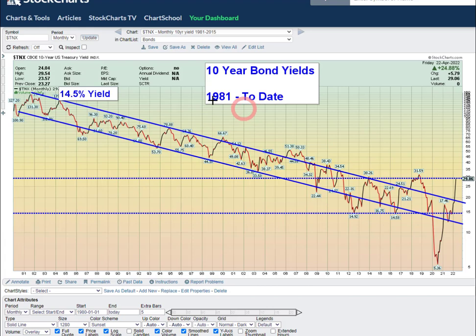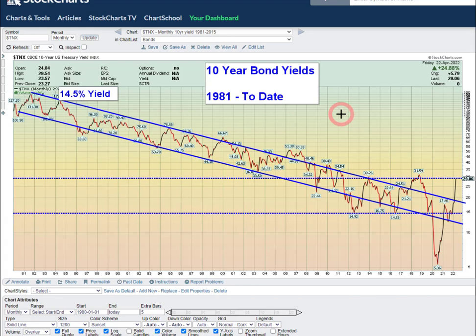What I've got here is a 40-year chart on 10-year bond yields going back to 1981. If you go back to the peak, I think it actually peaked over 20%. And you can see that for 40 years, we've been in a bull market for bonds. Yields coming down, bond prices going up. That's why a lot of people call it the biggest bubble ever.